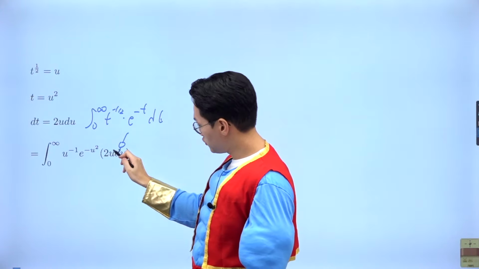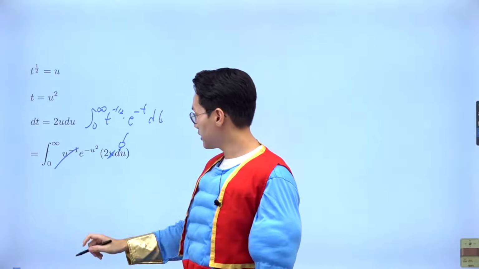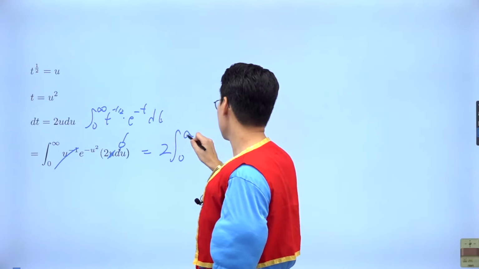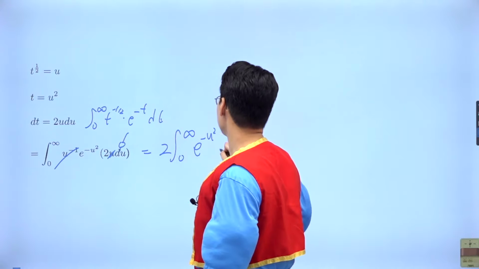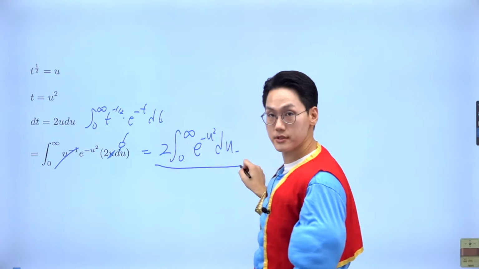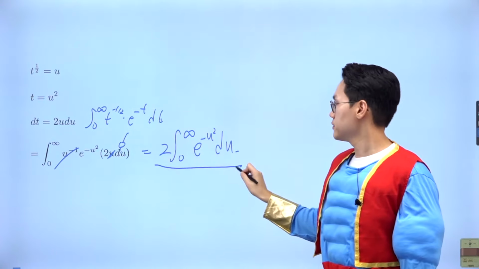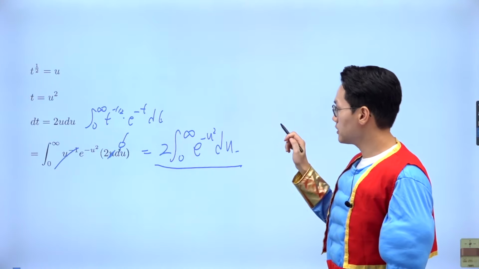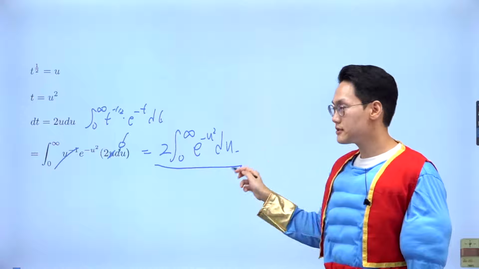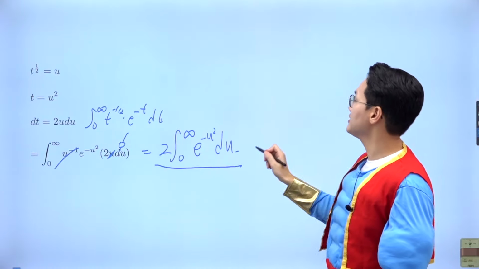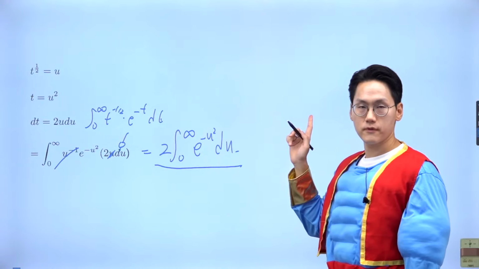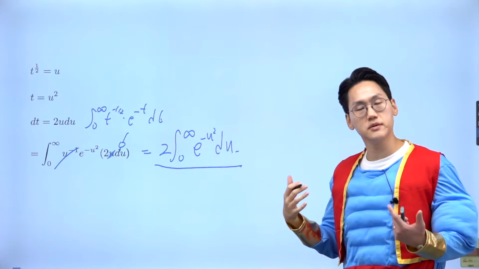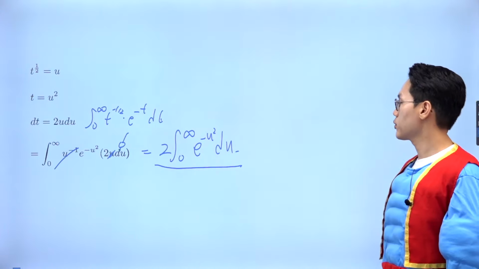But as you can see, the u and u to the power of negative 1 will cancel out. This just becomes twice the integral from 0 to infinity of e to the power of negative u squared du, which is known as the Gaussian integral, now seen in the gamma function. That's beautiful. So my job is to integrate that, and integrating that is not easy. There's no elementary function that gives you the antiderivative of this, but you can still evaluate the improper integral. It's not an easy question.